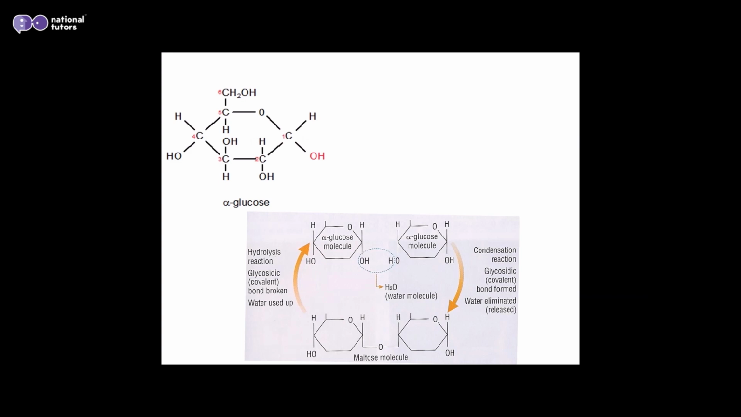So this is what happens when we eat food. We take in food in the form of starch, we break it down to maltose, we then break the maltose down to glucose, which we can absorb into the body. So just have that bear in mind there.